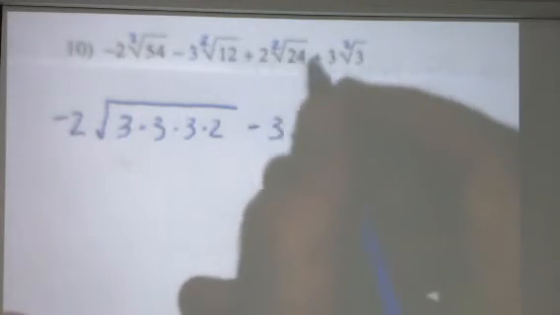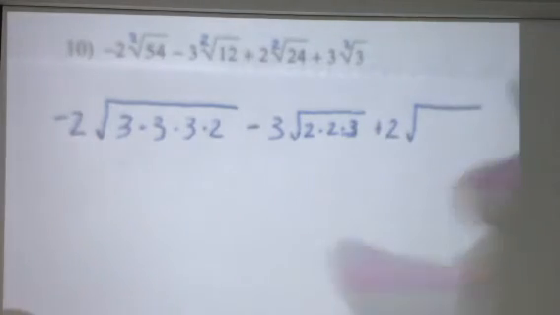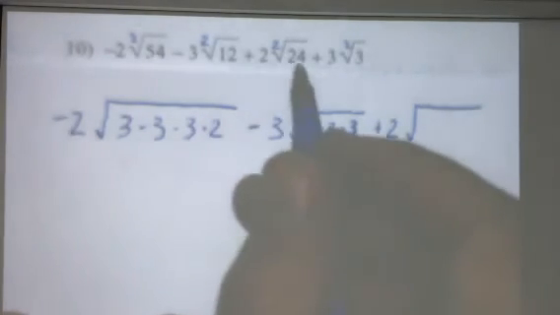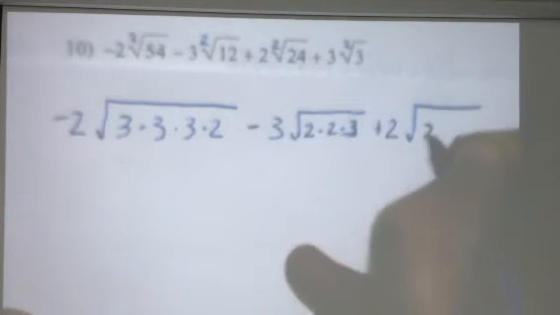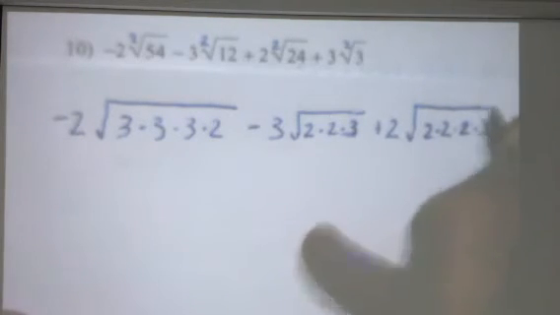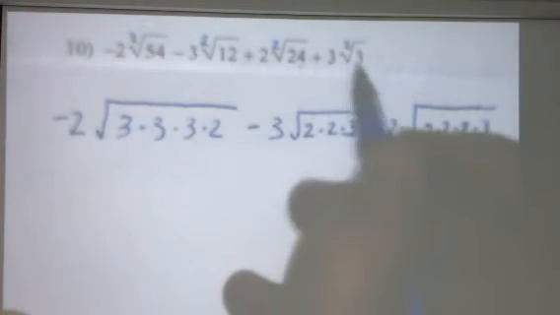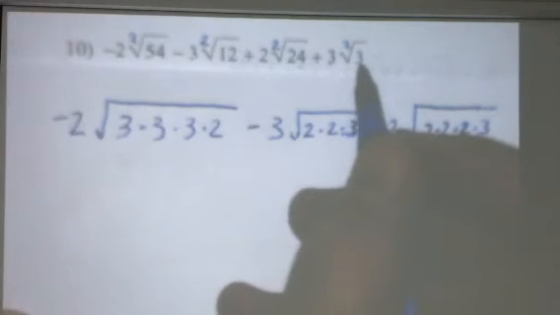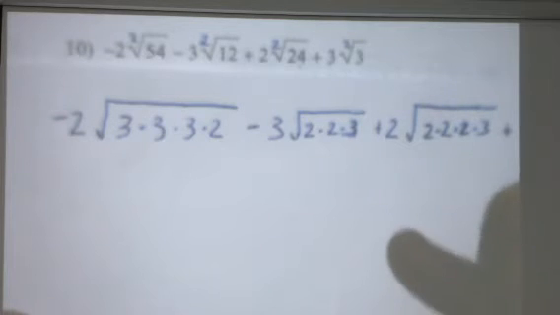Next, break down the square root of 24. So this is 6 times 4, and then we'll break down the 6 and the 4. So we'll say this is 2 times 2 times 2 times 3. And then finally, 3 times the square root of 3. This cannot be broken down anymore. We cannot factor 3 any further. So that is just 3 times the square root of 3.